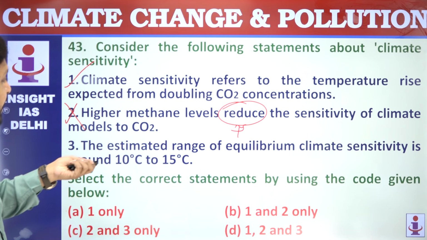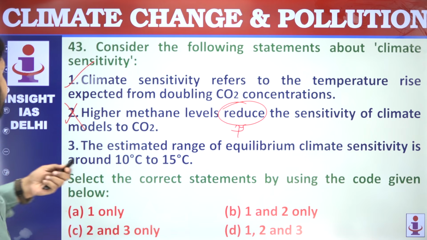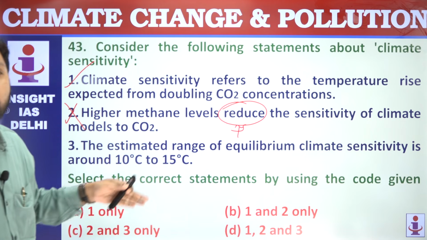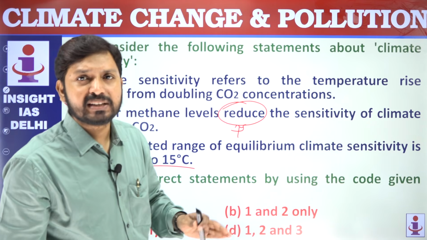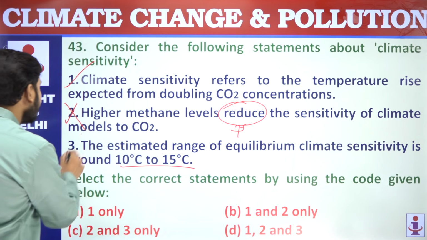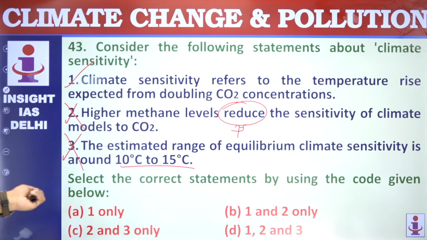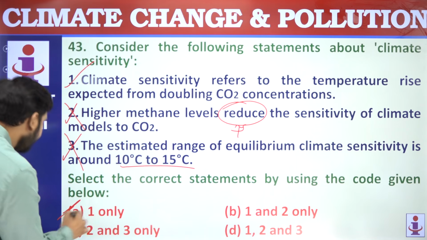Next one, the estimated range of equilibrium climate sensitivity is around 10 degrees to 15 degrees. No, it is a wrong statement. It is somewhere around 1.5 to 4.5 degrees centigrade. Okay, so it is the wrong statement. Only one statement is correct and they are asking for the correct statement. So only one is correct, that is there in option A.